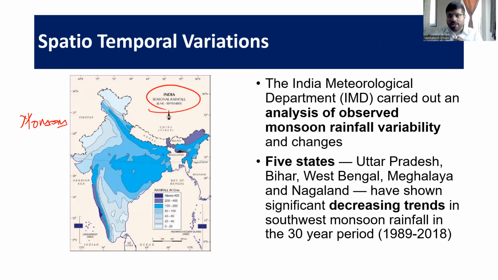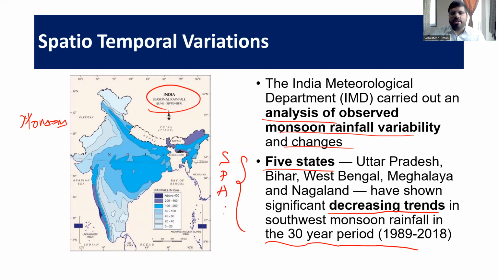And recently, in late July of 2023, the Indian government submitted an analysis in the parliament, talking about the analysis carried out by the IMD on monsoon rainfall variability and the changes. They have observed that 5 states, particularly UP, Bihar, West Bengal, Meghalaya, and Nagaland, have shown significant decreasing trends in the southwest monsoon period over the last 30 years. So what we are trying to tell is there is a spatial variation to it. So this is the background.